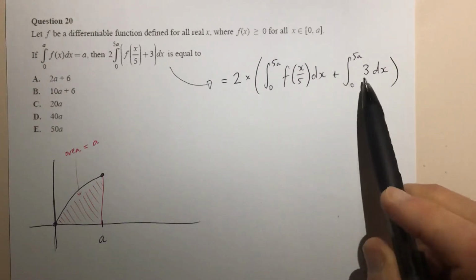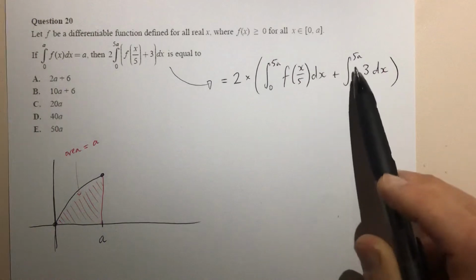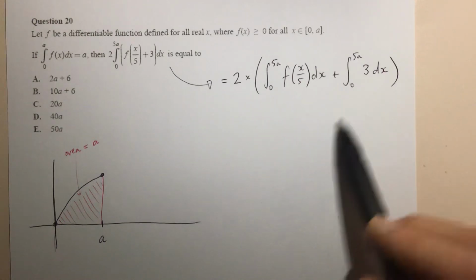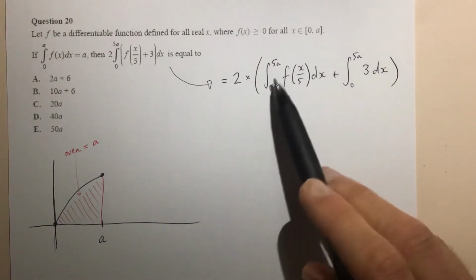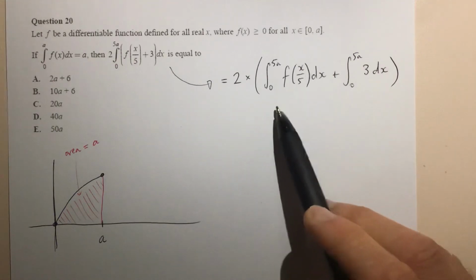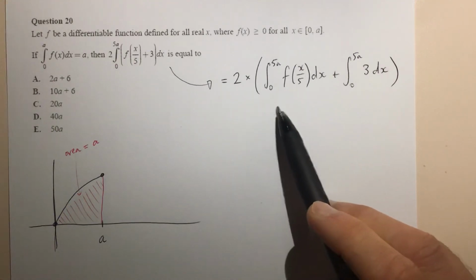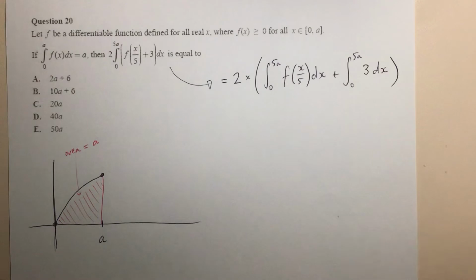Okay, so now at least we know that second part of the integral we're going to be able to work out. We can anti-differentiate 3 and we can sub in those terminals. That bit shouldn't be too bad. We're still going to have to get our head around this part here, this f of x on 5. So let's think about it.